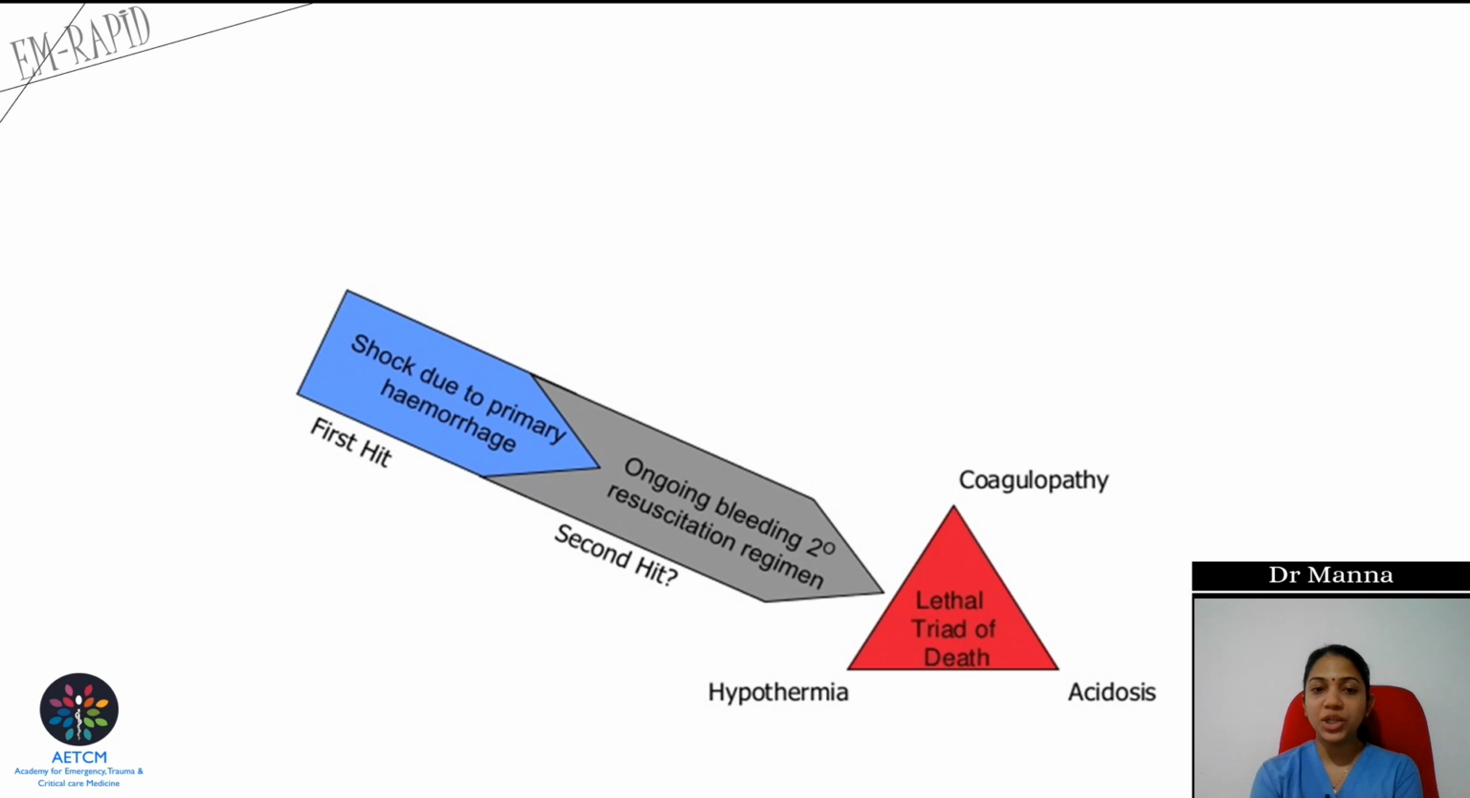So in a trauma patient, the shock can itself cause an insult to the patient. An ongoing bleed can also cause an insult to the patient. And if along with that we are giving aggressive resuscitation, that can dilute the coagulation factors, that will cause hypothermia, and it will also cause acidosis, either hyperchloremic acidosis because of resuscitation or because of the tissue damage. There will be acidosis to the patient and that will cause the lethal triad to death.